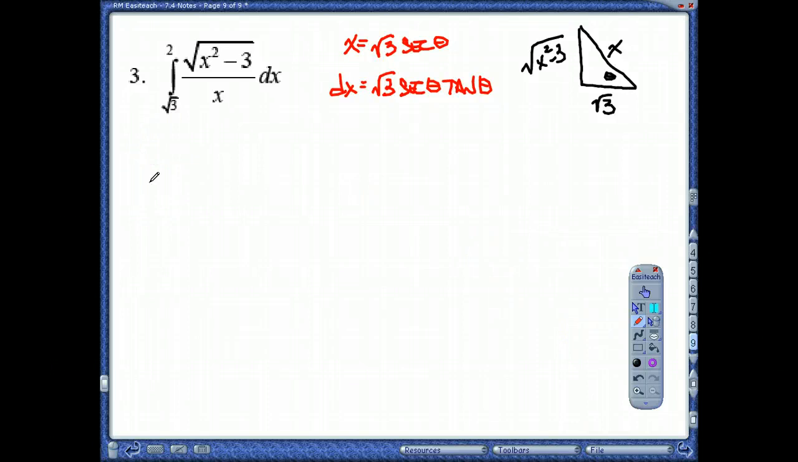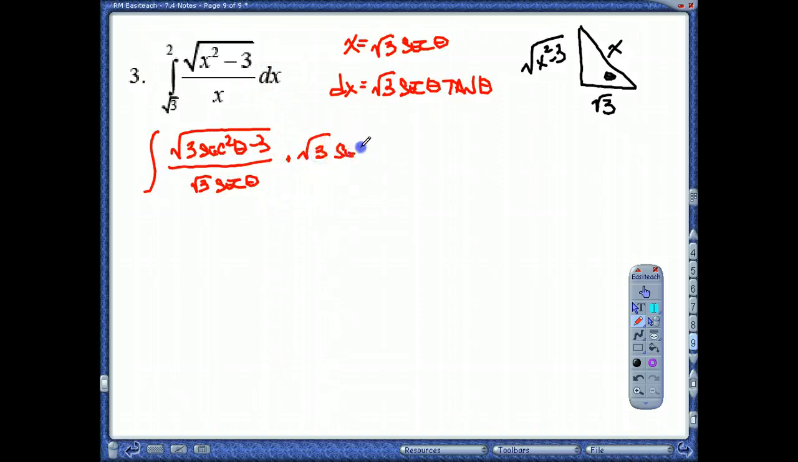Okay, so I'm going to do my little integral here. I have x squared underneath my radical, so that's going to be 3 secant squared minus 3 all over the square root of 3 secant theta. dx is the square root of 3 secant theta tangent theta. So I've got everybody substituted into the theta world.